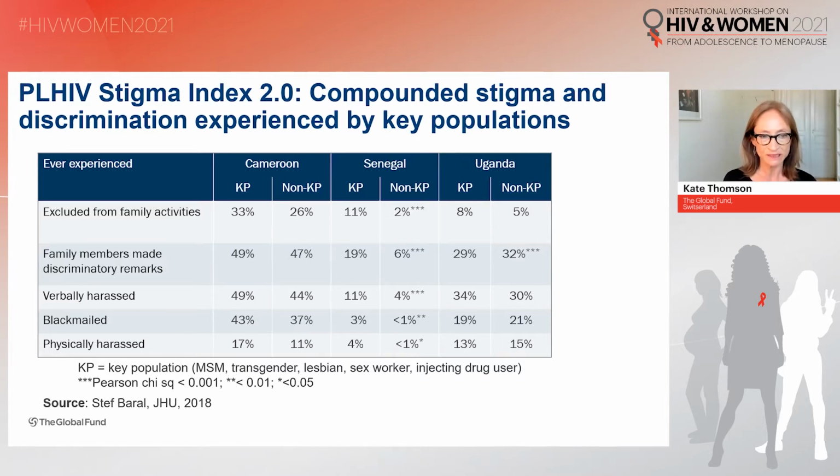For each of these areas, exclusion from family activities, discriminatory remarks from family members, verbal harassment, blackmail, and physical harassment, the evidence shows that key populations living with HIV are more likely to experience stigma and discrimination than their counterparts, that is, people with HIV not identifying as key populations. In addition, stigma and discrimination, criminalization of key populations, and abusive law enforcement are associated with breakdowns in prevention services and higher HIV and STI infections. So key populations living with HIV, including women from key populations living with HIV, are being left even more behind throughout the cascade.